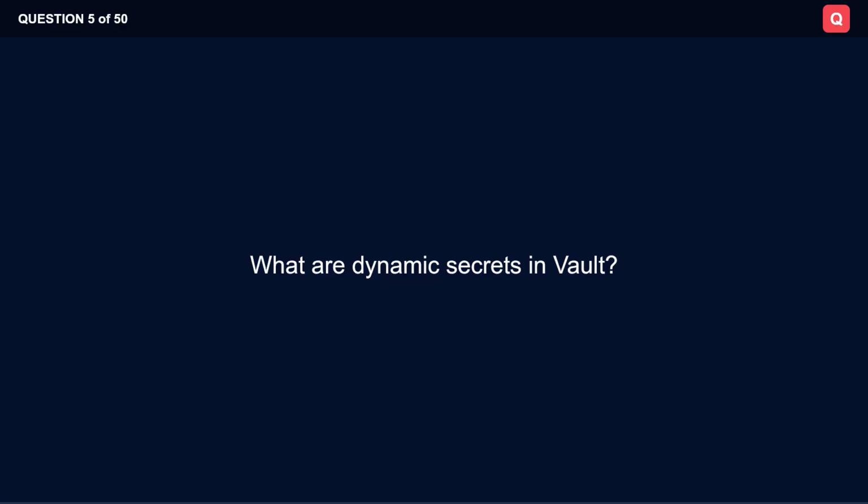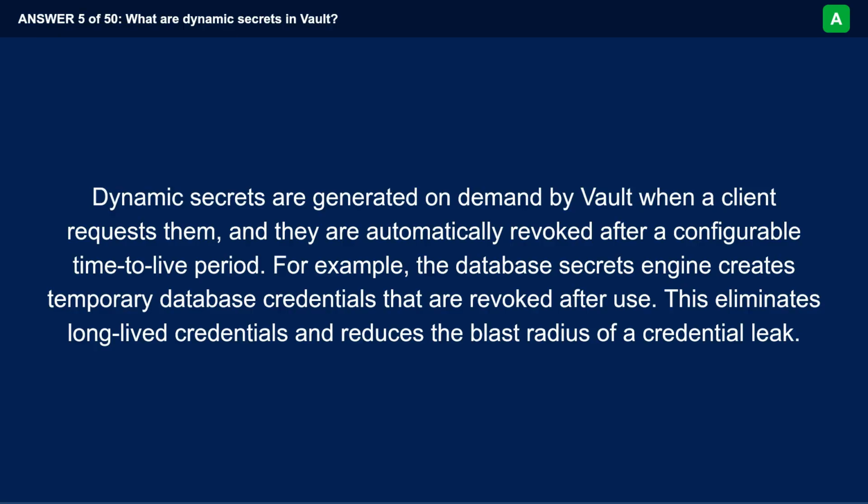What are dynamic secrets in Vault? Dynamic secrets are generated on demand by Vault when a client requests them, and they are automatically revoked after a configurable time-to-live period. For example, the database secrets engine creates temporary database credentials that are revoked after use. This eliminates long-lived credentials and reduces the blast radius of a credential leak.